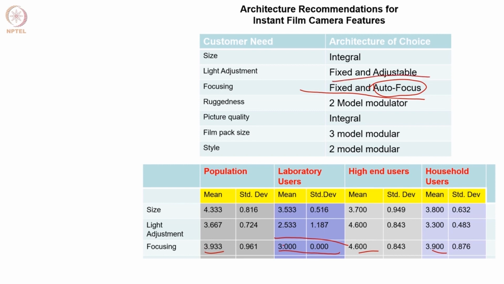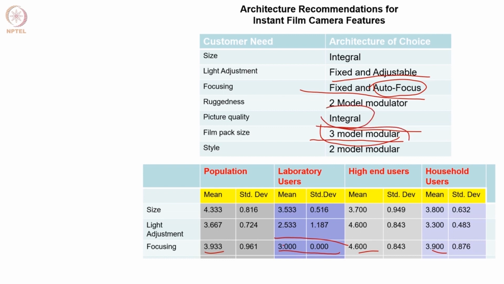Similarly, you can see the light adjustment for filling pack capacity. As you can see, all the 3 segments are looking for 3 different capacities. So, that was the picture. Filling pack, one is for 4.8, one is 3, the other one is 3.5. So, better to provide 3 filling pack capacities for the product, that is why 3 models, modular. So, you can have a 3 model modular one here.